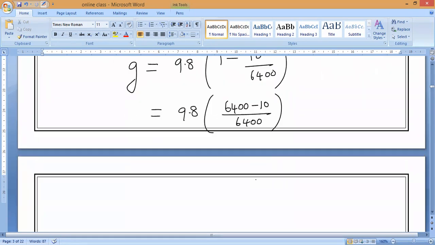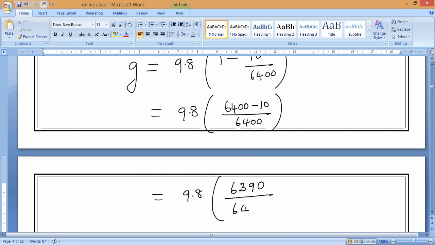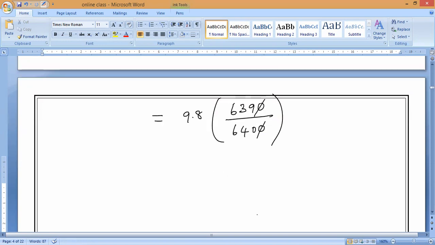So this is what it is. Please all of you do it. Which is equal to 9.8 into 6,400 minus 10. How much? 6,390 divided by 6,400. The 0 will get cancelled. So now you can see, everybody solve it. 9.8 into 639 divided by 640. Everybody do this division and tell me.